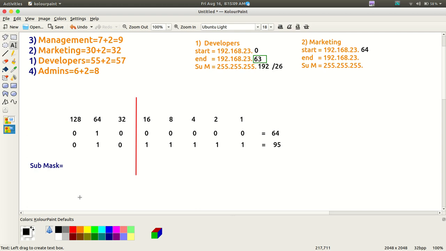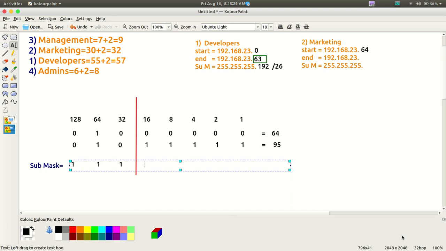Okay, and lastly my subnet mask. To make this line fixed in this place, we need a subnet mask, and our subnet mask will be like this. It will be 1 over here. Just a minute. 1, 1, 0, 0. Okay, so this is our subnet mask, and if we see the subnet mask converted into decimal, it will be 128 plus 64 plus 32, which is 224. Okay, so this is going to be our subnet mask.